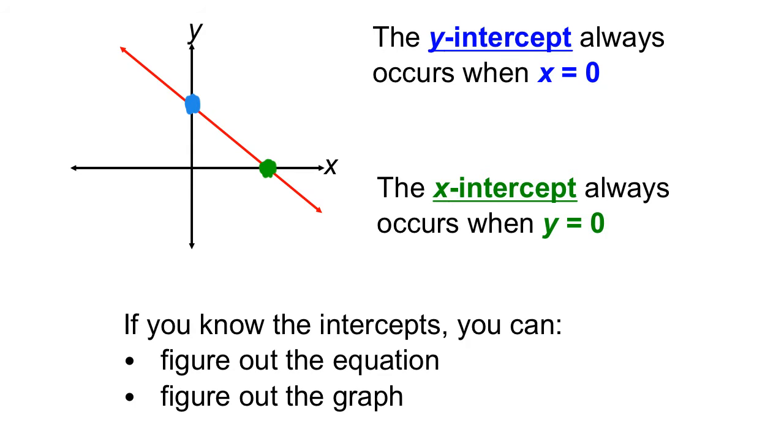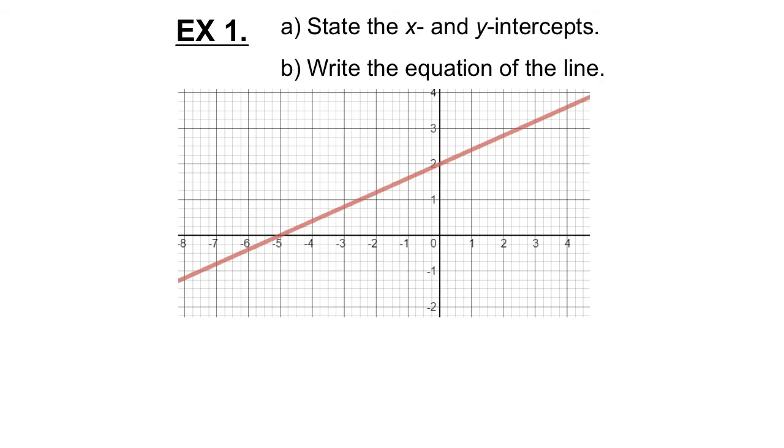So if you can figure out the y-intercept and the x-intercept for a line, then you can figure out the equation and you can figure out the graph. So the following examples will go through doing just that. So here's example 1. State the x and y intercepts. Then write the equation of the line.